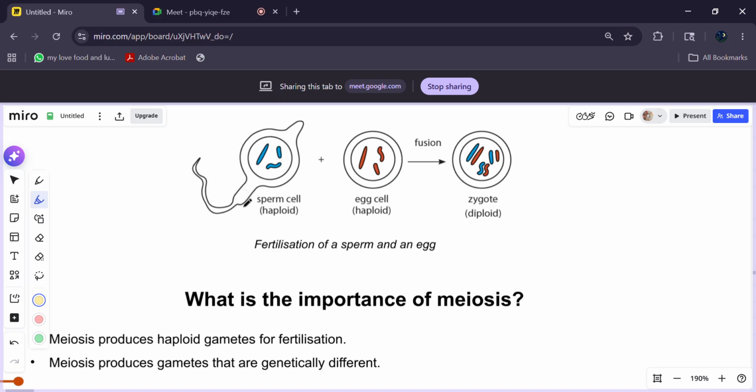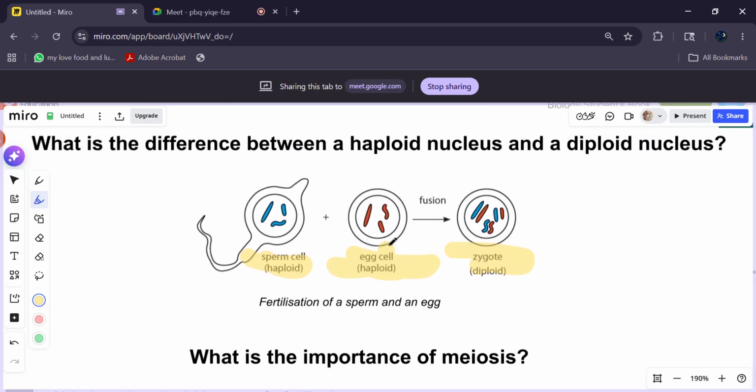So a sperm cell on its own is a haploid cell, and an egg cell on its own is also considered a haploid cell. Now, the zygote that is formed by the fusion of the egg and sperm cell is known as a diploid cell. Why? Because it contains the number of paired chromosomes. That means both the chromosomes of the egg cell and the sperm cell, when they fuse together, form a diploid cell. This diploid cell is known as a zygote.